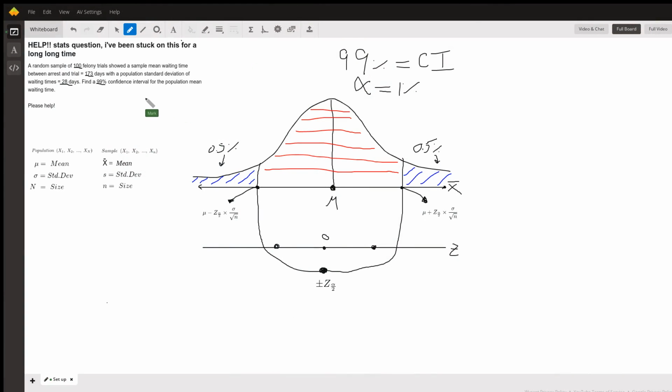Hey Sam, it's a great question about constructing a confidence interval for a population mean given a sample from that population. So some quick things to go through.